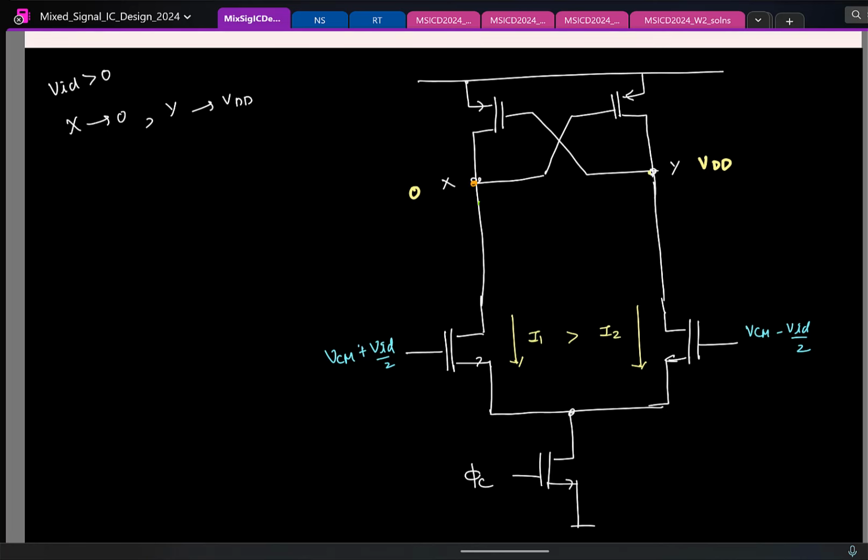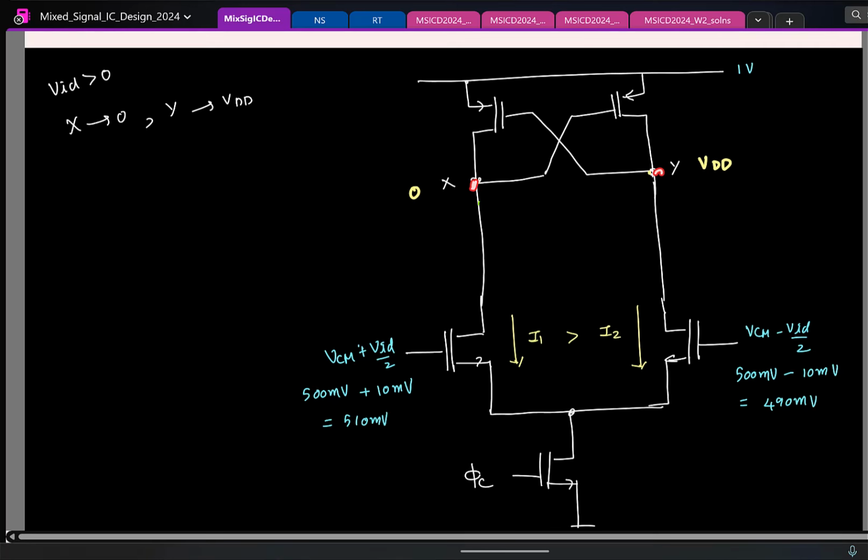So let's take some numbers. Let us say this is some 1 volt supply. So the common mode is at half the supply, which is 500 millivolts. And let us say this is some 10 millivolts. Similarly, this is 500 millivolts minus 10 millivolts, 490 millivolts. The comparator has made the decision. So this fellow is at 0, this is at VDD.